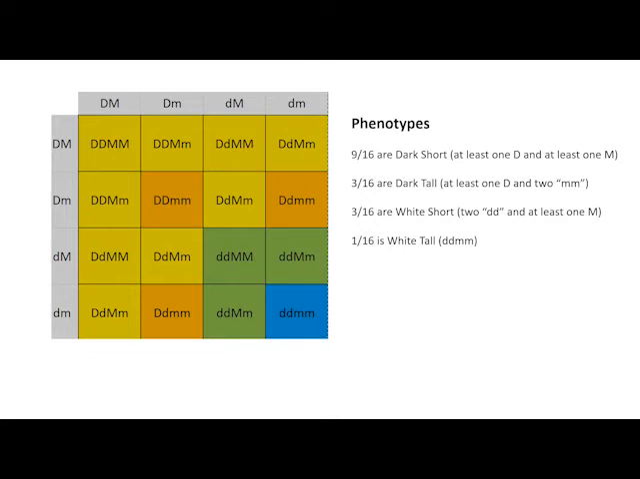There are 3 that are going to be dark and tall. Those are the ones in orange. So you can see they have at least one capital letter D and both of the M's are lowercase. The 3 that are white and short, in green on the chart, you can see I have 2 lowercase d's and at least one capital M. And then you have the oddball. You have the one that is homozygous recessive for both traits, which means it is little d, little m, a 1/16th chance of this happening, and that is the blue square at the very bottom.